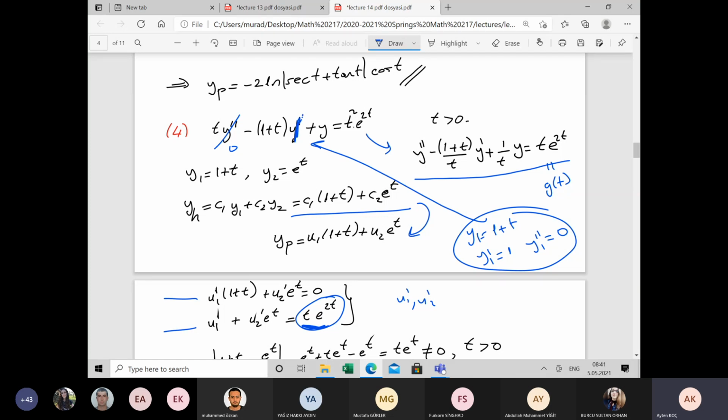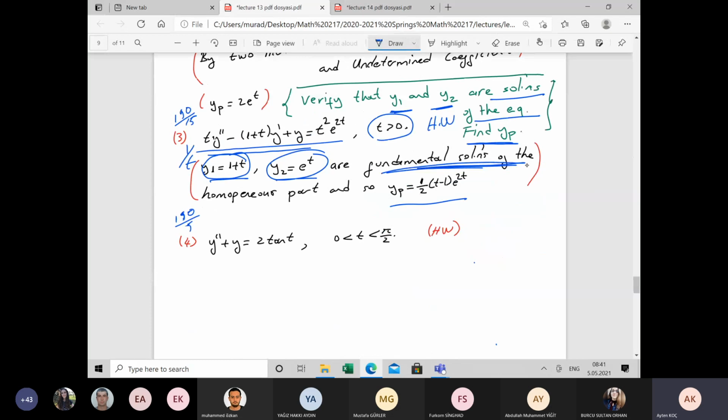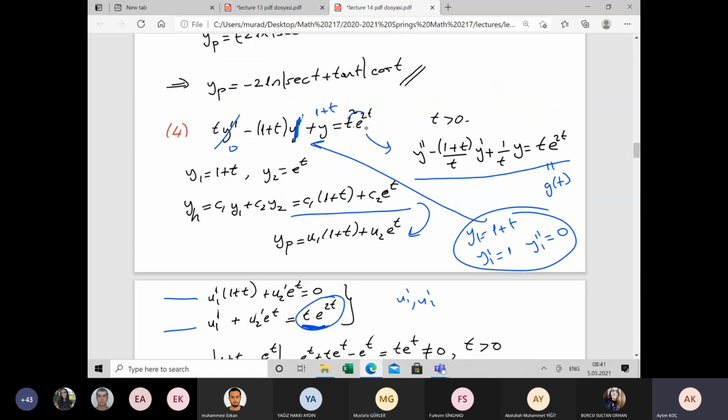We claim that these are fundamental solutions of the homogeneous part. Take the corresponding homogeneous equation, and we claim that y sub 1 is a solution. Solution means substitute here and we obtain 0. So minus 1 plus t plus 1 plus t, and we obtain 0. So we can say that y sub 1 is a solution.